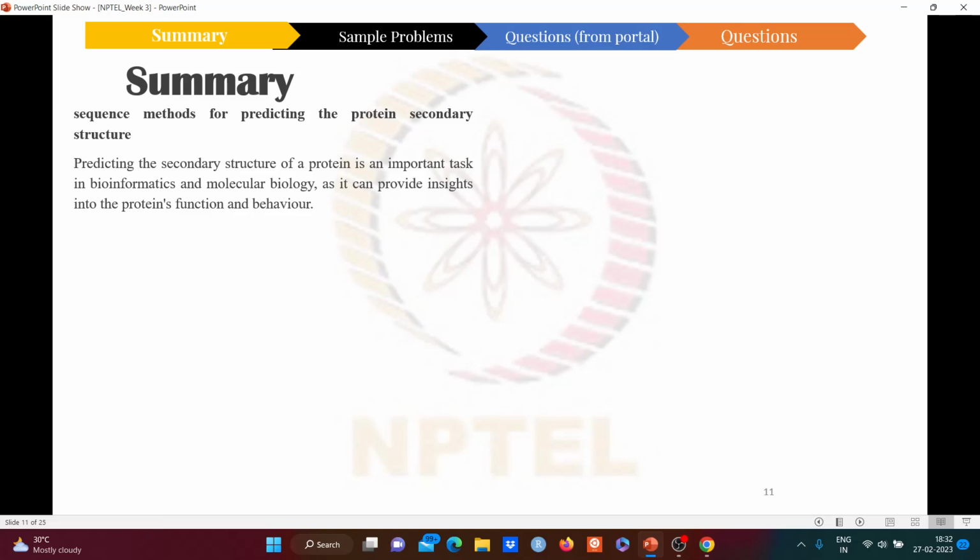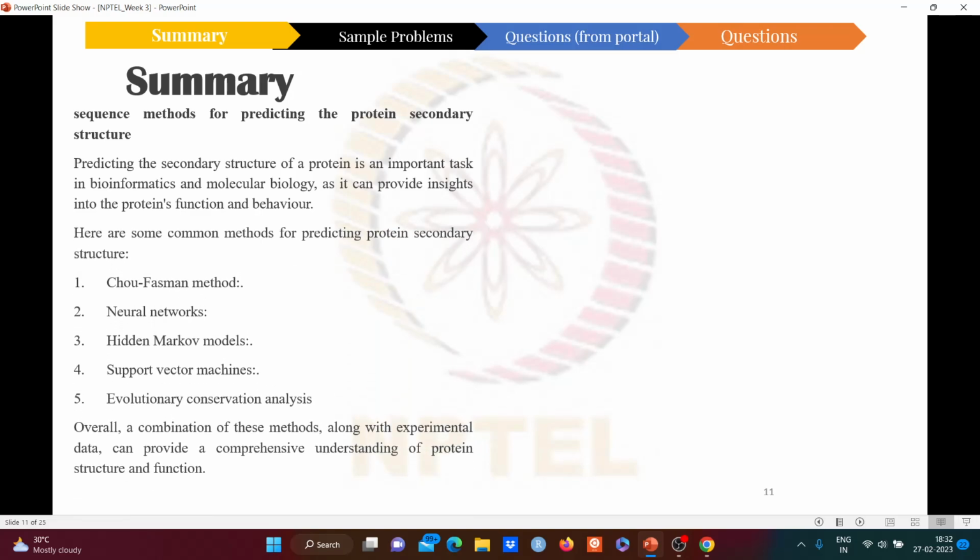Coming to the computational methods, we have, starting with the sequence-based prediction methods, where the methods involve using algorithms to predict the secondary structure of a protein based solely on its amino acid sequence. Here the prediction is done by using statistical methods or machine learning algorithms. Next is the homology-based prediction method, which involves comparing the amino acid sequence of a protein to a database of known protein structures. Can anyone name in the chat box what is the database of known protein structures?